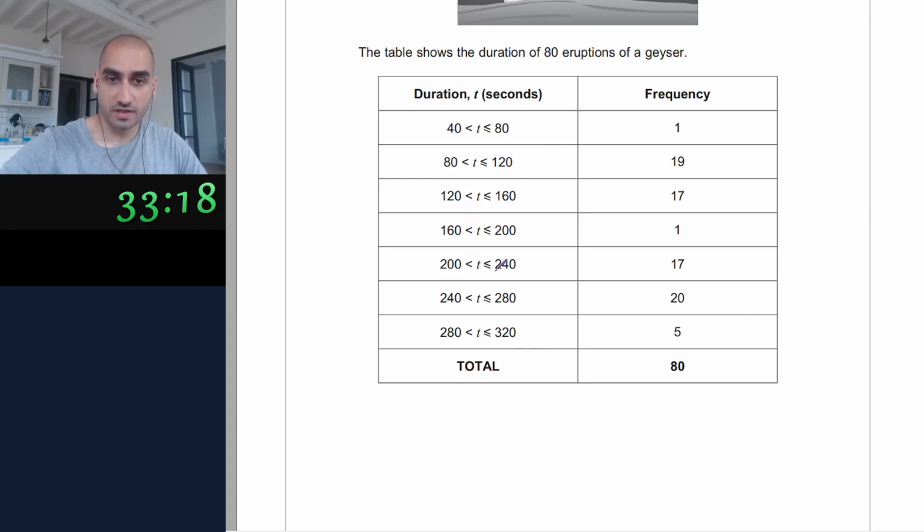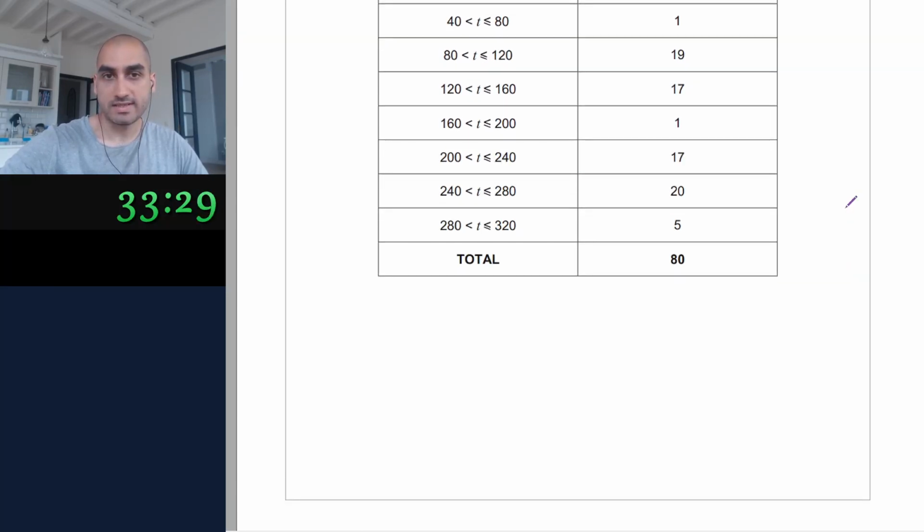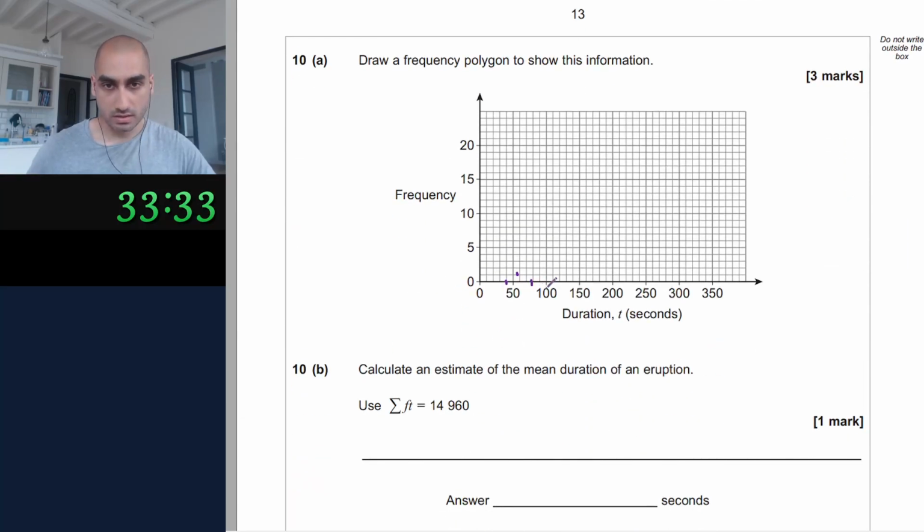Oh, they're fixed. The intervals are fixed width. Okay, that's fine then. So we can just take the midpoint, I guess. Okay, so 80 to 120, 19. All right, so 80 to 120.